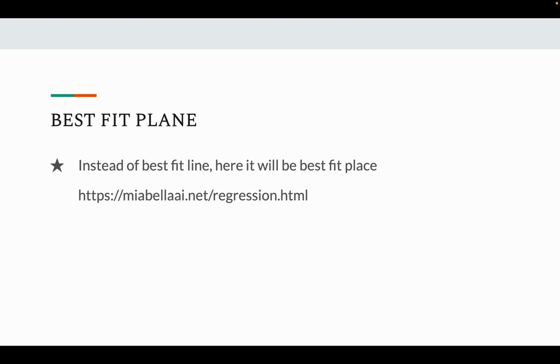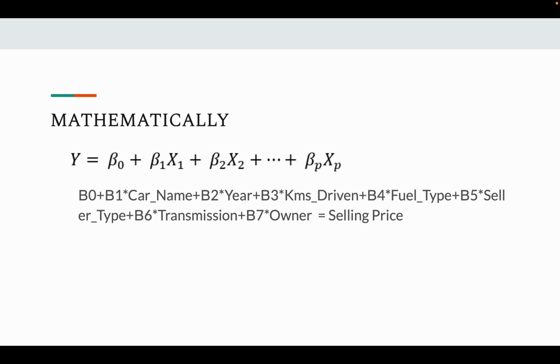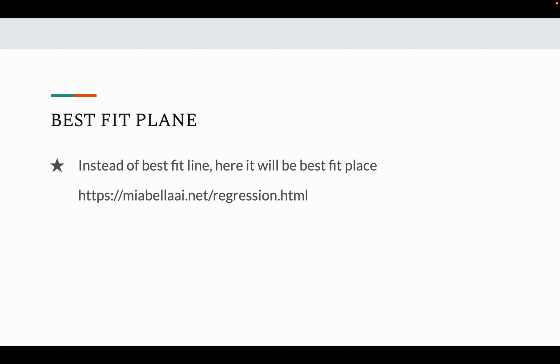Similar to simple linear regression, we can use the same method, maybe gradient descent, to figure out the best fit plane. In simple linear regression we try to figure out a best fit line, right? But when we come to multiple linear regression, it is actually using a plane. Instead of a best fit line, we will be trying to figure out a best fit plane.